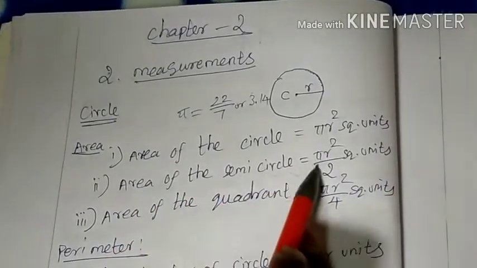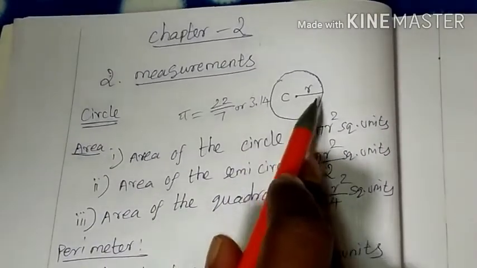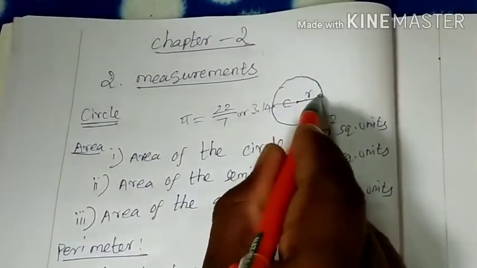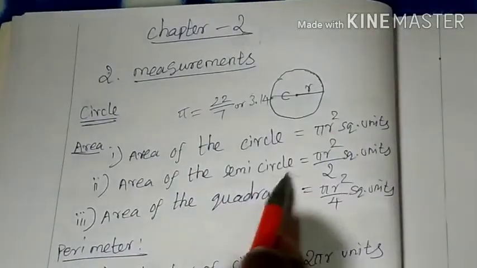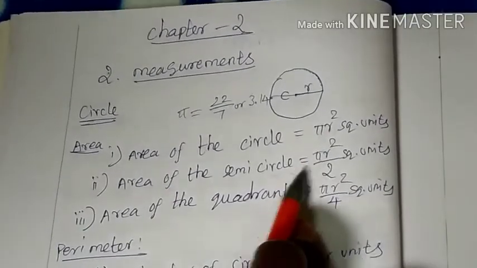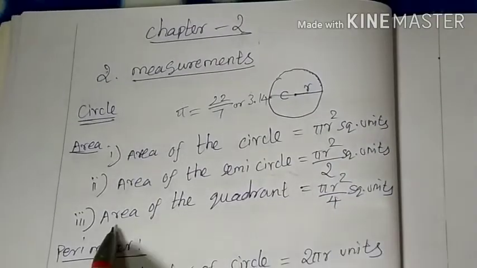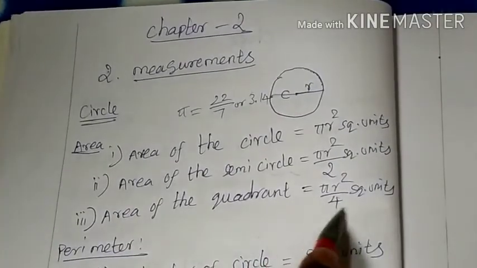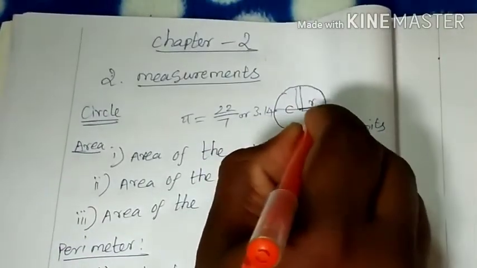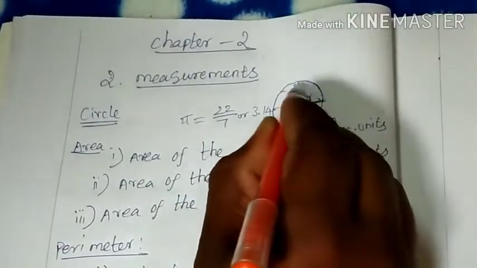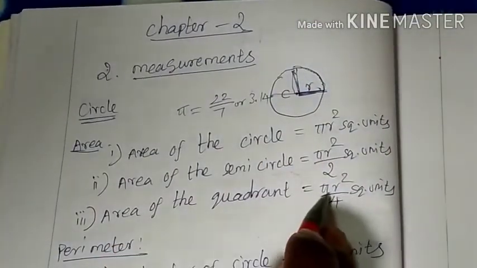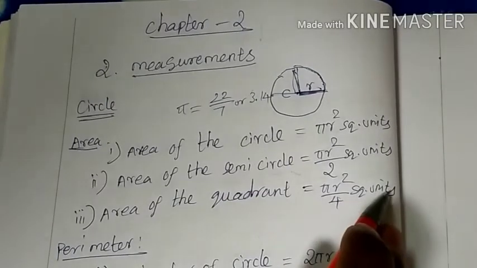Then the area of the semicircle is equal to half of the circle. It's called a semicircle, that is this, the upper portion or lower portion. So the area of the semicircle is equal to pi r square divided by 2 square units. Then the area of the quadrant is equal to pi r square divided by 4 square units. That means one of the quadrants only. This is the quadrant, enclosed for this portion. The area of the quadrant is equal to pi r square divided by 4 square units.